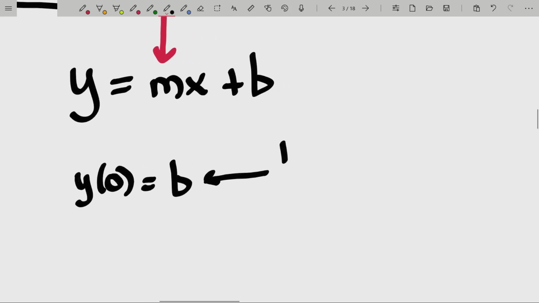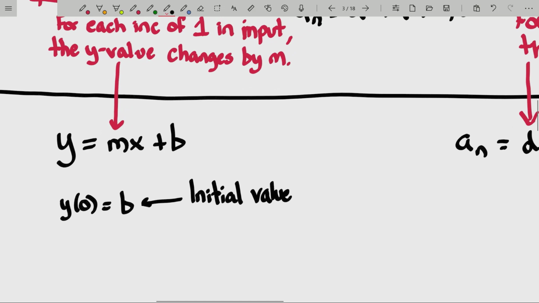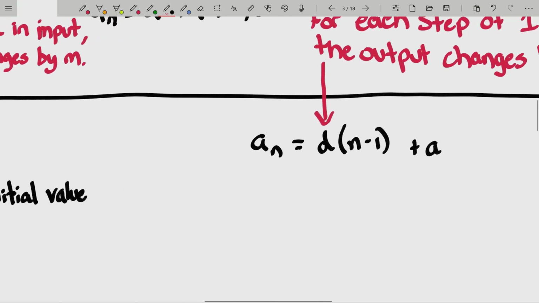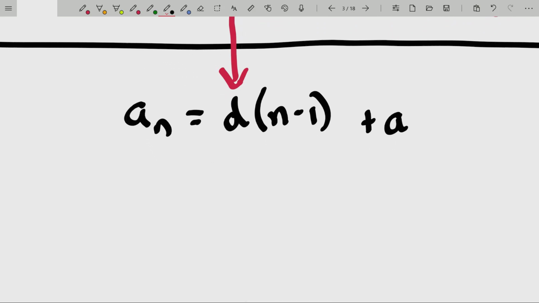So b is called the initial value, right? That's what we're used to from our good old Algebra 1 days. Initial value is just b. That's what we call the y-intercept. Well, there's no such thing as a y-intercept for an arithmetic sequence, because normally the first value of n you're plugging in is 1. So you're not going to plug in n equals 0. The first value you're going to plug in is 1.